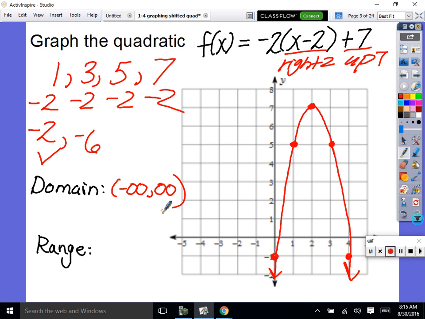Good point. Yes, good point. Won't a quadratic's domain always be positive infinity to negative infinity? Good inference there. My range is lowest y value to highest y value. Isn't my lowest y value negative infinity, guys? Isn't it going to negative infinity? And it stops at 7. So our range is negative infinity up to 7. It includes 7. Infinity is not a number, so that's why we put parentheses around infinity.